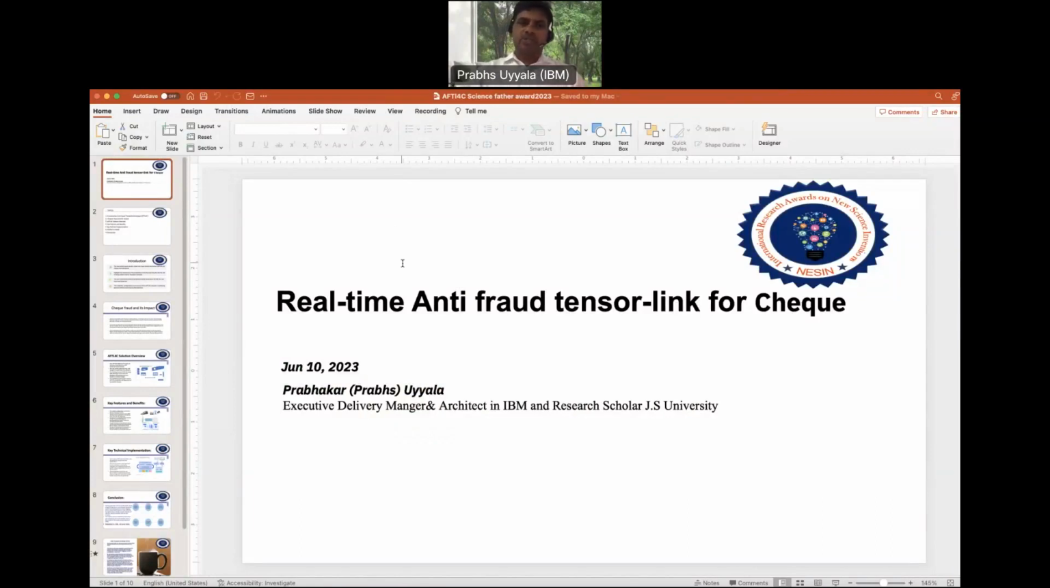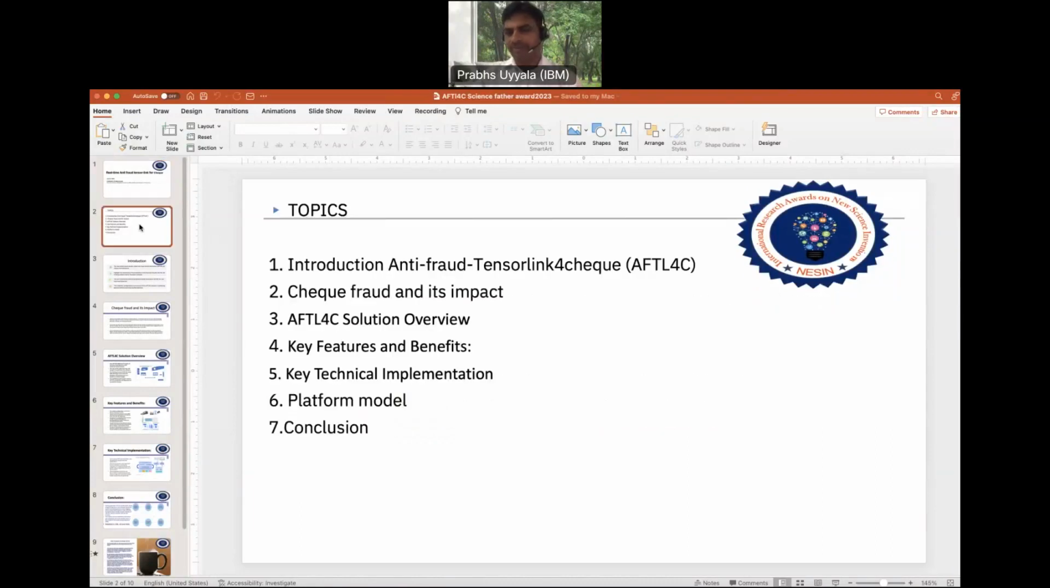Today, we're going to talk about the real-time anti-fraud tensor-link for checks. So, what is it exactly? Let us see the topics that we're going to cover as part of this presentation.